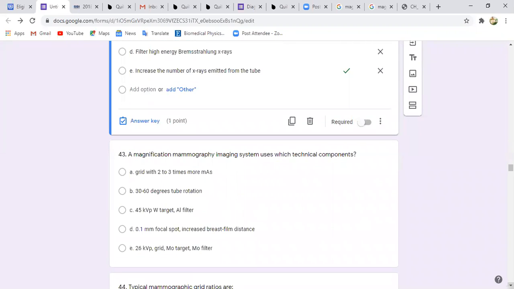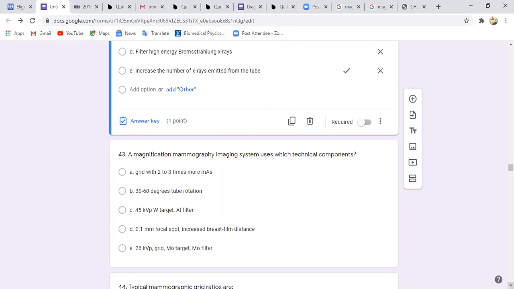43, magnification mammography, we are using one of the following technical components. What are the technical components used in magnification mammography? D. Yes. Of course, also this 0.1 millimeter, that's only one. That's the increased breast film distance.